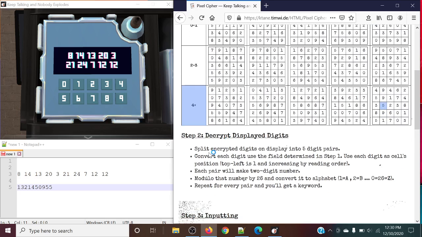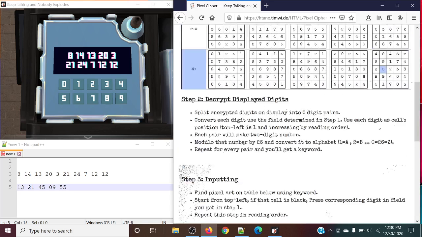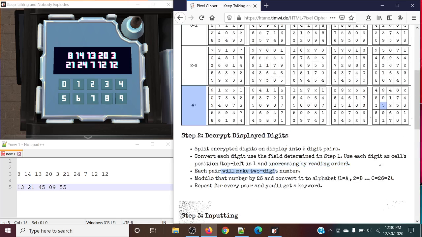For step 2, we are going to split the encrypted digits on the display into 5-digit pairs. So let's do that. Just like that, we have our 5-digit pairs. Convert each digit using the field determined in step 1. That's how we got those digits. Each pair will make a 2-digit number, and modulo that number by 26 and convert it into the alphabet, where 1 equals Alpha, and 0 equals 26, which equals Zulu. So mind you that case.